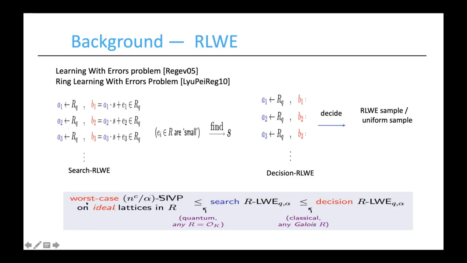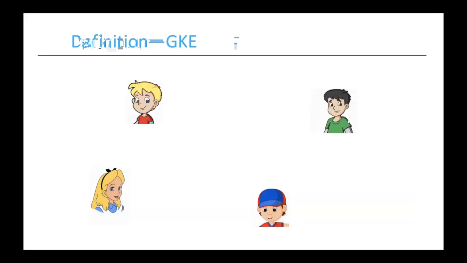Most people believe that the worst case SIVP problem is quantum resistant. That means there is no efficient quantum algorithm that solves this problem. So we say that the crypto system is post-quantum.